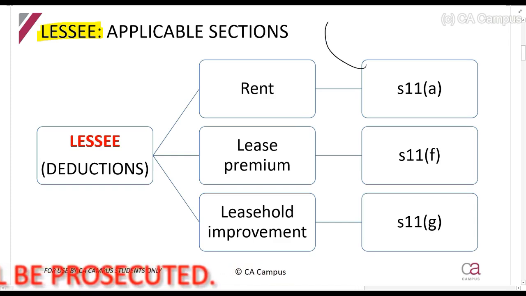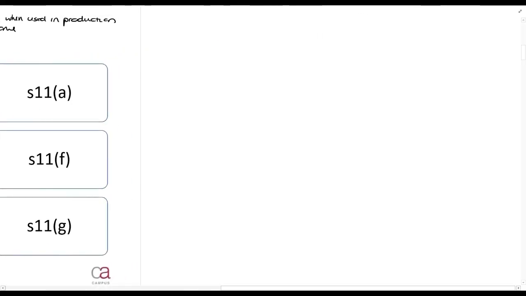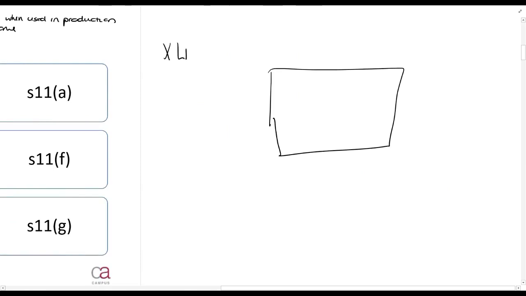So I'm going to make the comment here, the most important for you here is claim when used in production of income. So be very careful, guys. What they sometimes do in a question is they'll tell you, here's a piece of land, an empty piece of land. X Limited leases this land, and then the contract says the following, and I'm going to now build up to it. You'll see what I mean with this.